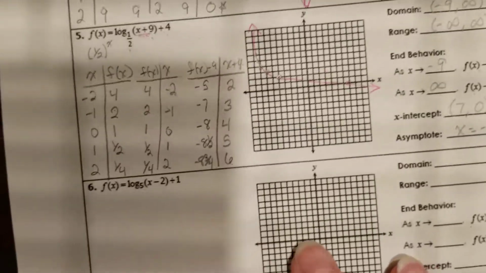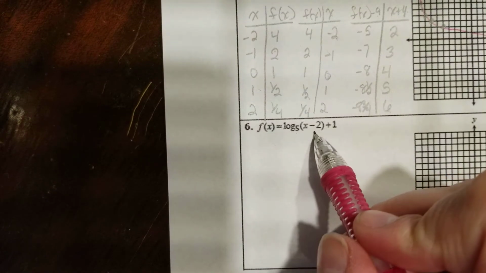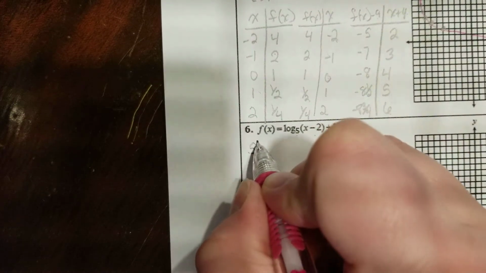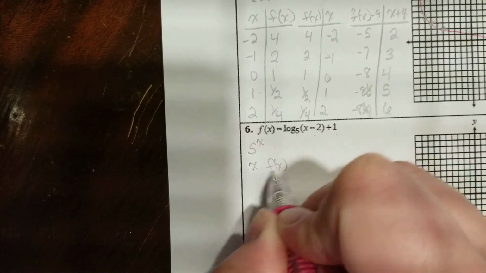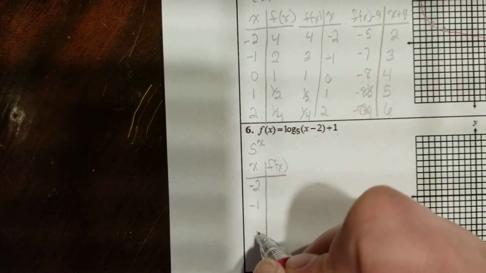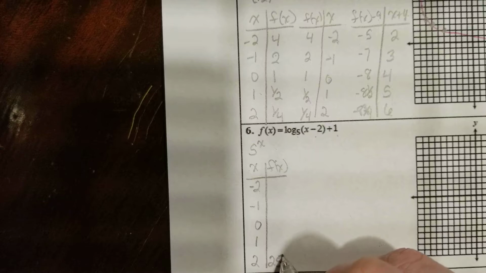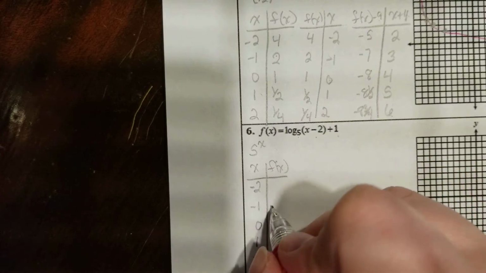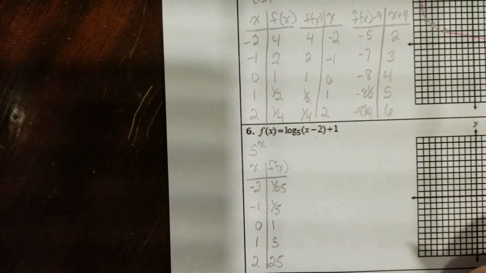Alright. And the last one, we have a log base 5 of x minus 2 plus 1. So our exponential function is 5 to the x power. So go ahead and make that t-chart. So 5 squared is 25. 5 to the first power is 5. 5 to the 0 power is 1. Then we have the reciprocal, so 1/5 and 1/25.